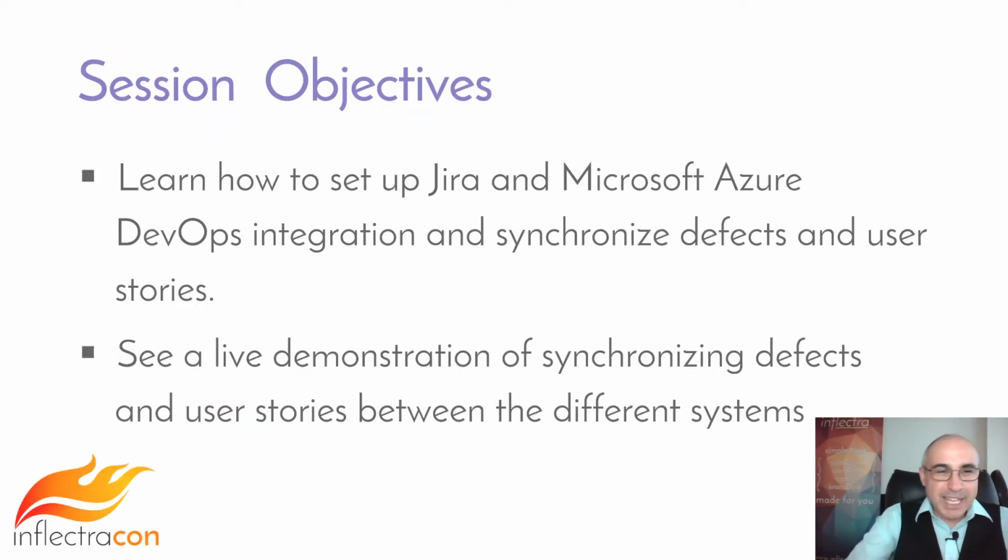What we'll be doing today is learning about how you can set up Spira to integrate with both Jira and Microsoft Azure DevOps, which allows you to synchronize defects and user stories between the two different systems. I'll first be doing a session on the setup, and then we'll see a live demonstration of how you can synchronize defects and user stories between the different systems. Although we'll be focusing primarily on DevOps and Jira, the principles are also applicable to other bug tracking and project management tools that you would like to synchronize with Spira.